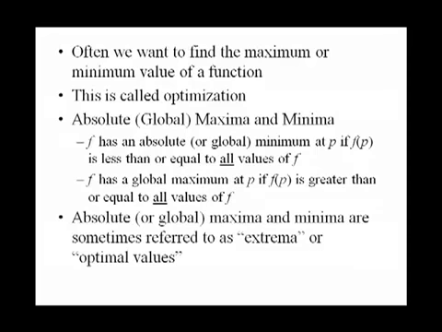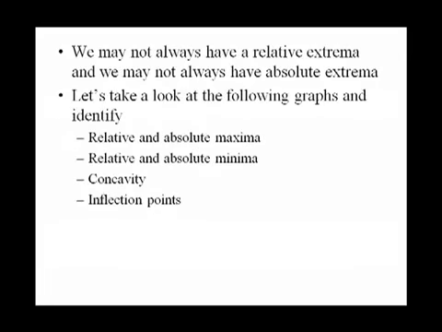Absolute global maxes and mins are sometimes referred to as global extrema or optimal values because they optimize the function. We may not always have relative extrema and we may not always have absolute extrema. What we're going to do is take a look at some of the following graphs and identify relative and absolute maxima, relative and absolute minima, any concavity, and then any inflection points, which is where the concavity changes.